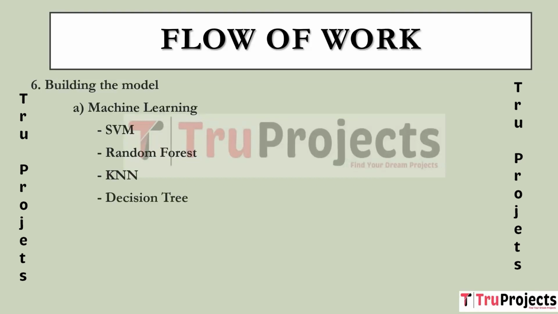Decision tree. It is a tree-like model that makes decisions by splitting data into branches based on feature values. It is used for its interpretability and ability to uncover rules governing fraudulent transactions.